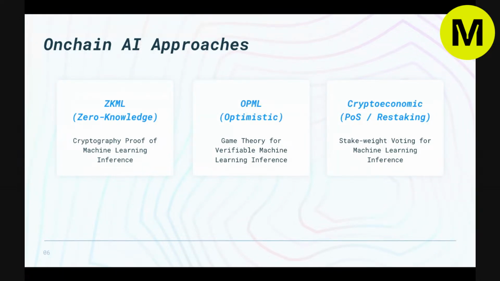So the first one is called ZKML. ZK has been a very popular technology since like 2 or 3 years ago, but mostly what they do is use ZK to generate proofs for EVM computation, and this is also applicable to the AI space, because when we talk about inference, AI is essentially still one special form of computation.